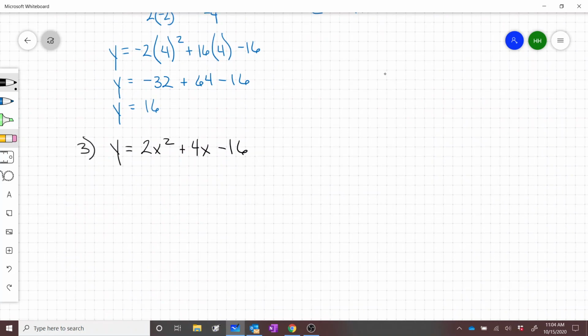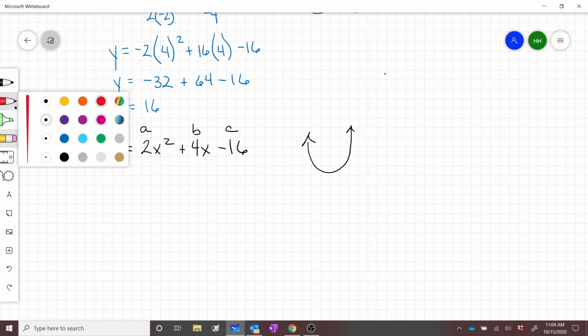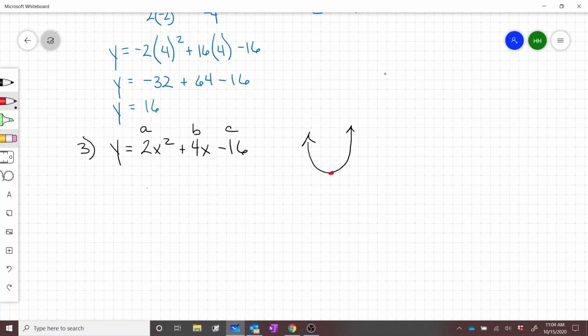All right, so number 3 and 4, they want the minimum or maximum value of the function, and the range. Well, as soon as we look at this function, this a value right here, this is your a, this is your b, and this is your c. This a value is positive, so this thing goes up. And if this graph goes up, then its vertex is at the bottom. And if its vertex is at the bottom, then the graph is going to have a minimum value. And the minimum value is going to be your y value at the vertex.